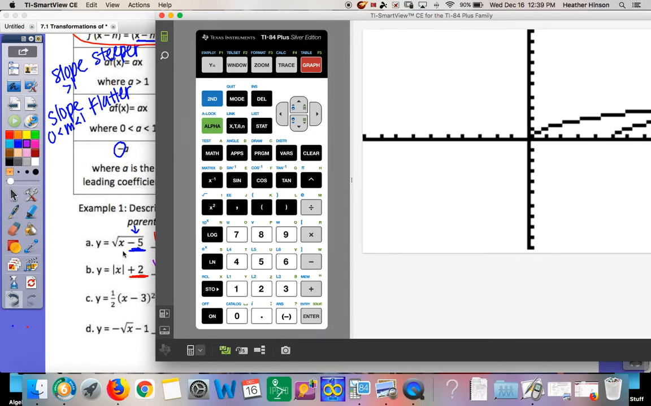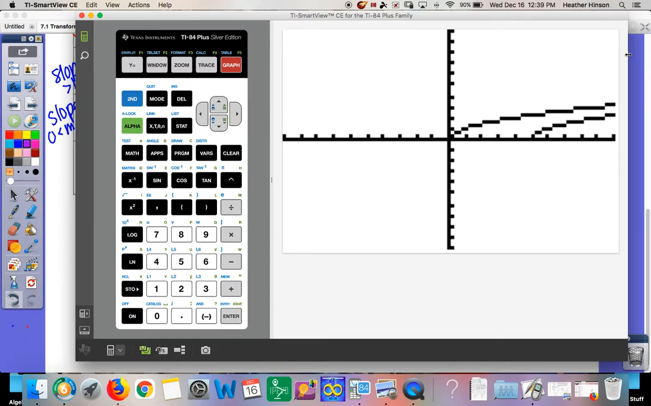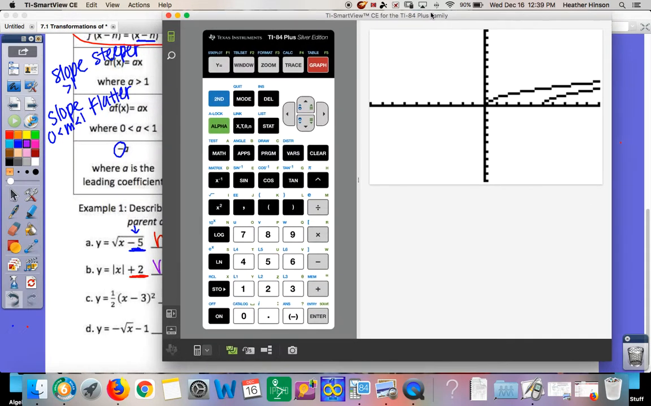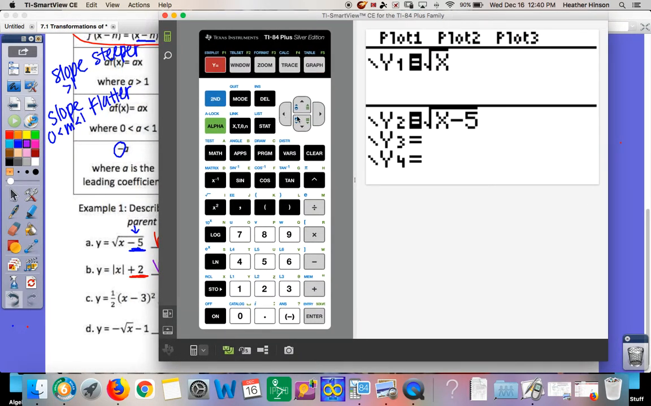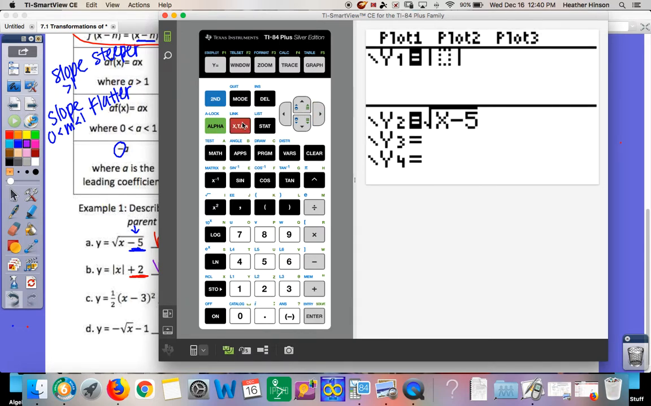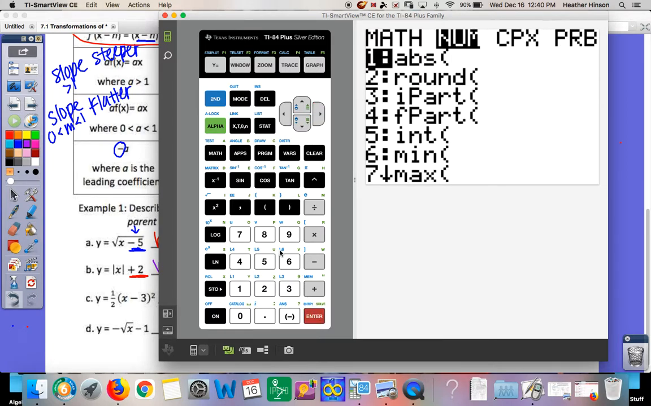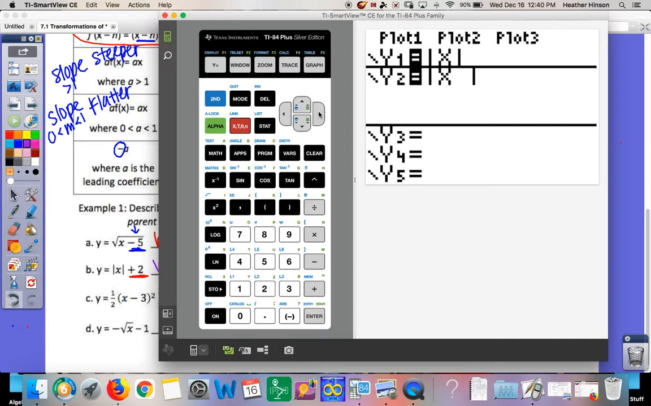So we got an absolute value. So that's going to be our parent function. Make this a little smaller. There we go. So absolute value of x is our parent. And our new one is absolute value of x. And then outside, so hit the right button, we're going to add 2.